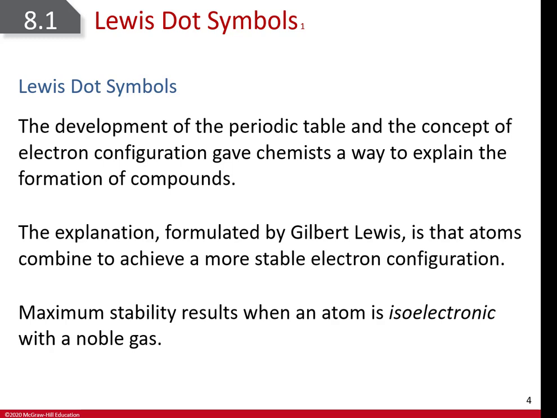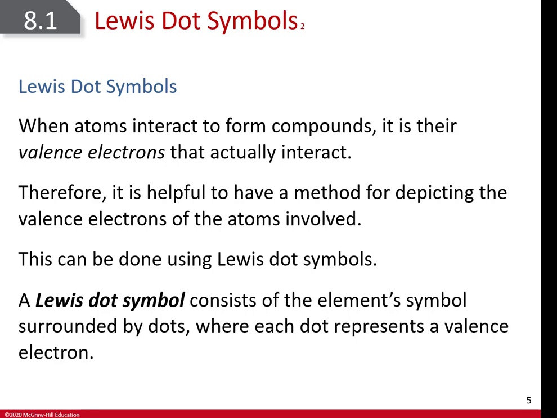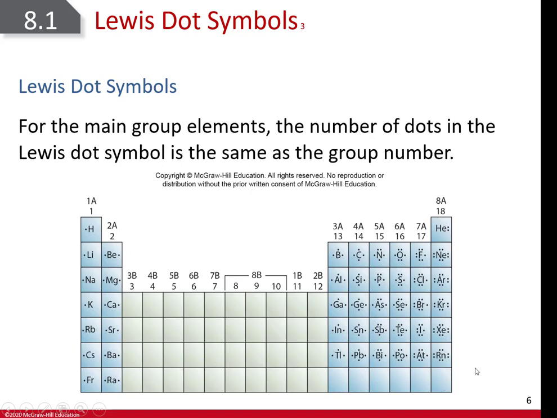They gain or lose electrons to be isoelectronic with a noble gas. So a Lewis dot symbol is a shorthand way of showing that element and its number of valence electrons using dots. This can quickly show us how close it is to having an octet, how many sites it has available for bonding if it's going to covalently bond, or how many electrons it has to gain or lose if it's going to become an ion. So the general idea is it's just the atom with a number of dots around it representing the number of valence electrons.